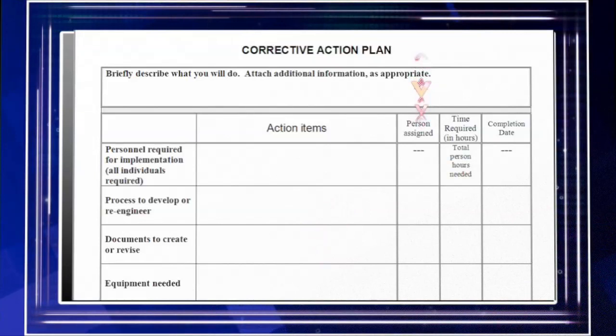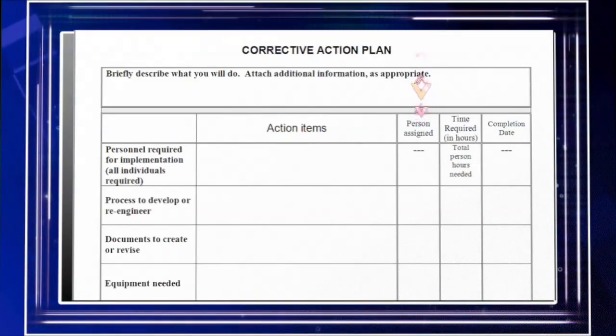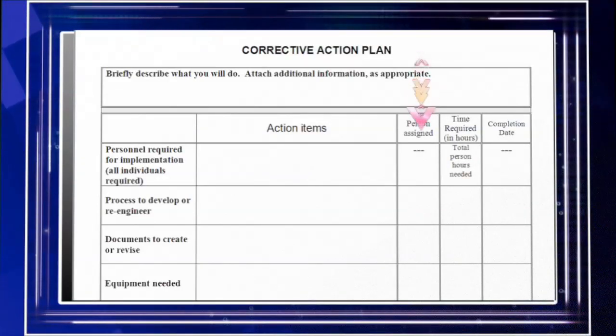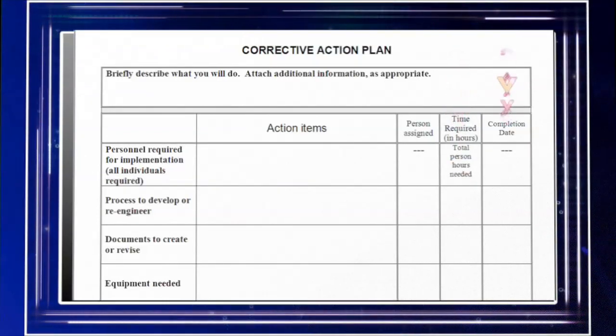Over in this column right here, you're going to put the persons that you need to have involved in this. And you need to identify those individuals and make sure that you get their authorization and that you indeed get their permission before you put their name on this corrective action plan. Next to that, you're going to put in the actual time that will be devoted to that activity. And finally, the duration, how long it will take before that particular activity is completed.